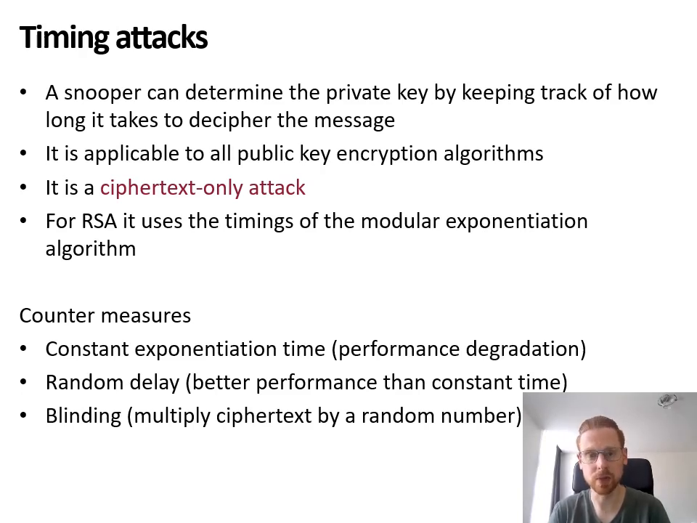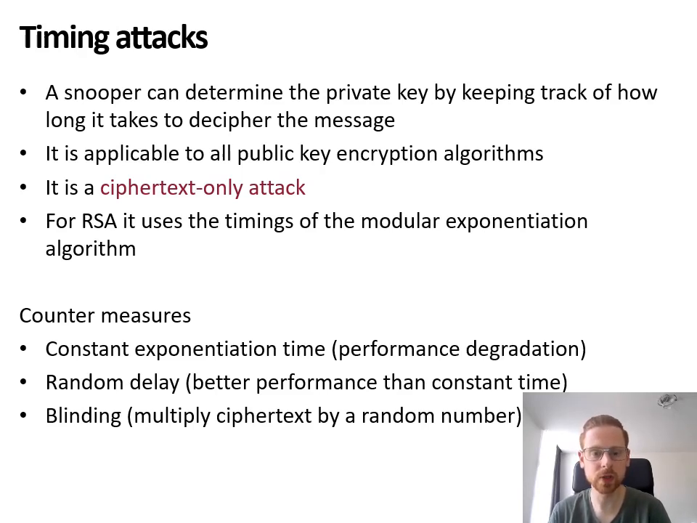There are different countermeasures against this type of timing attack. The first one is to make sure that the exponentiation always takes the same amount of time, for example, by performing some dummy calculations if the algorithm executes faster. However, this obviously degrades performance. Second one is adding a random delay, where the delay is not fixed until a certain total time, but is some random value between a minimum and a maximum. This results in some better performance, but still adds additional calculation time that is unneeded.